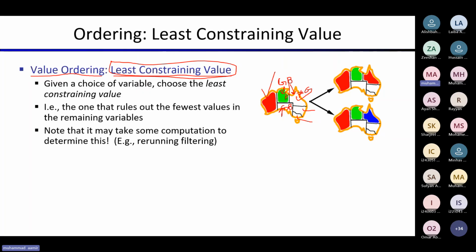We should not assign blue to this state. If we assign blue to this state, there will be no option left for the blue value; there will be only two options, red and green, for this state. Red and green are more constraining values as compared to blue. Blue is the less constraining value if we assign it to the state. This is what value ordering is.